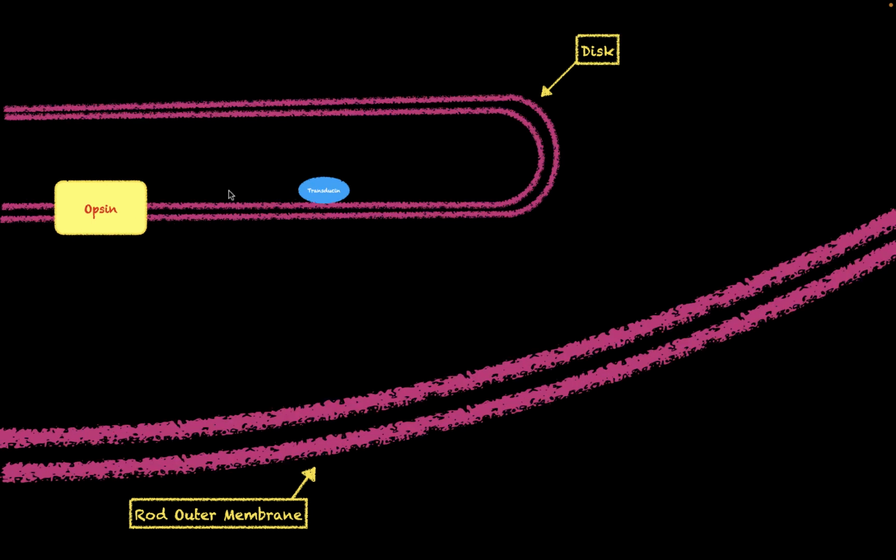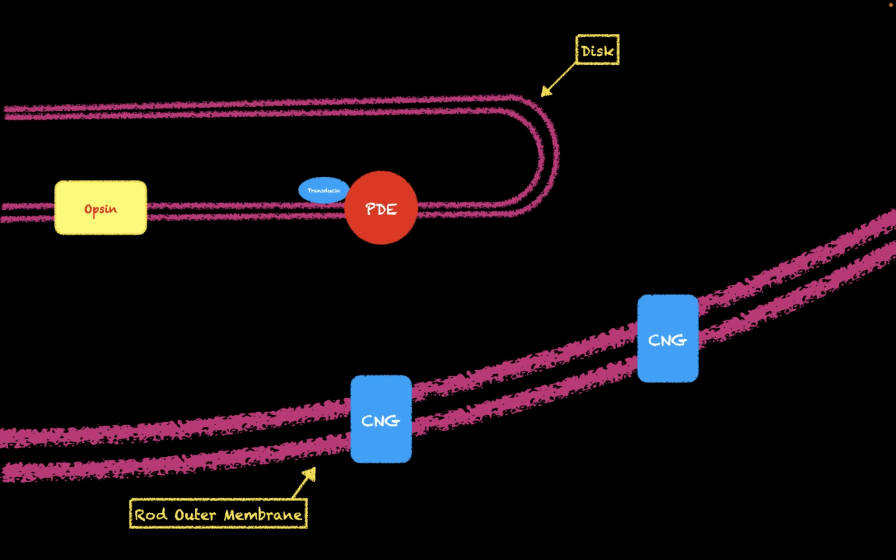So we have transducin activated. What does it do? Well, transducin is going to activate phosphodiesterase. And before we talk about that, I want to talk about what's going on in the rest of the cell. So inside the rod outer membrane, we have cyclic nucleotide gated channels.